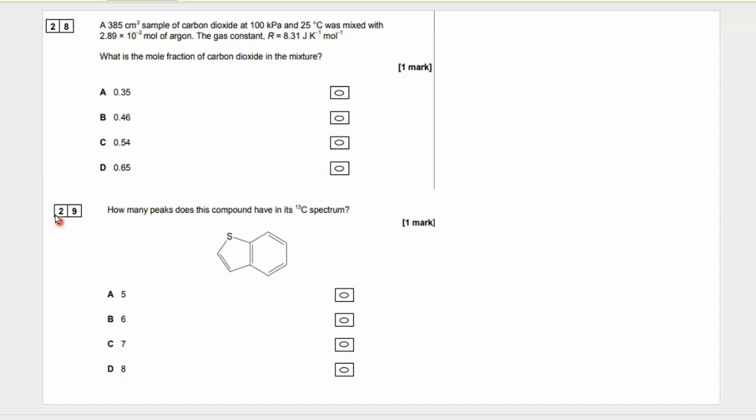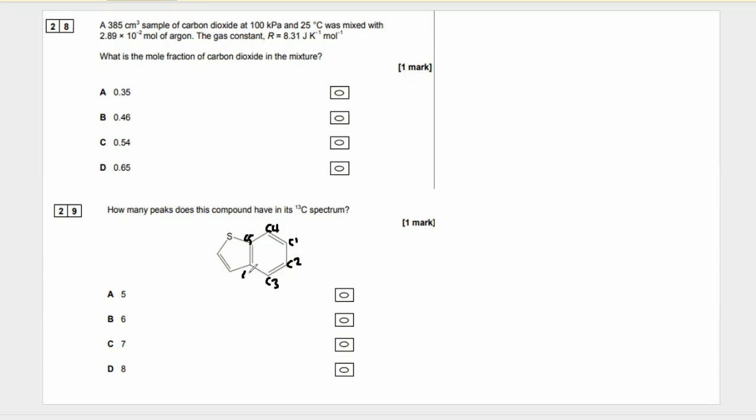Question 29. How many peaks does the compound have in its C13 spectrum, or carbon 13 spectrum? So you're looking at how many carbons are completely different from the others in terms of the groups attached to them. And when you look at this one, C1 and C2 at first might look the same, but C1 has the sulfur atom a lot closer than C2, so they're completely different. C3, C4, completely different again. Look where the sulfur atom is, so the groups aren't the same.